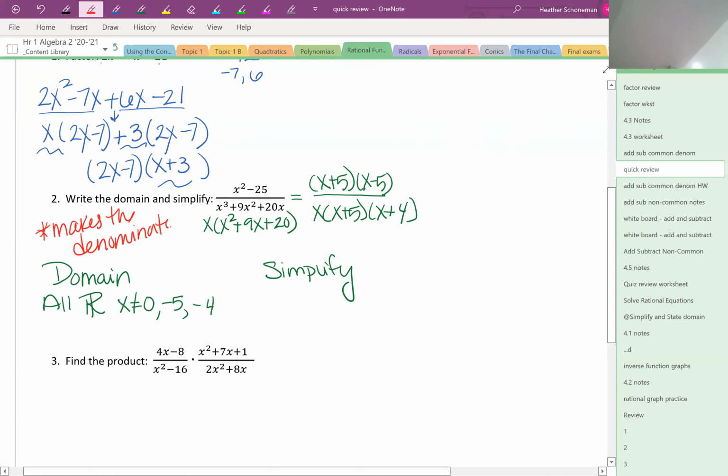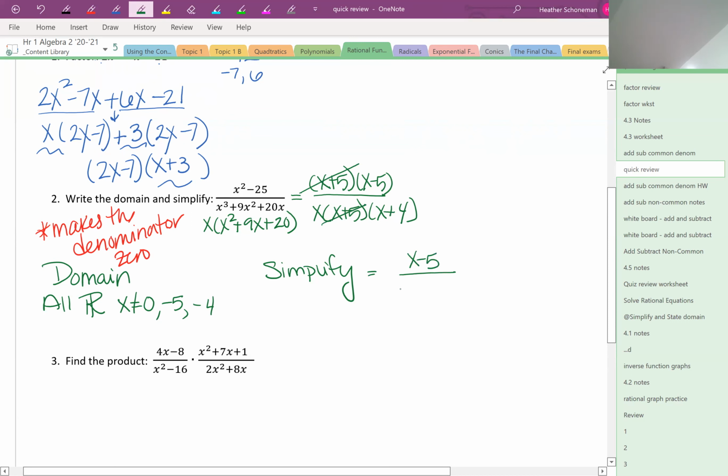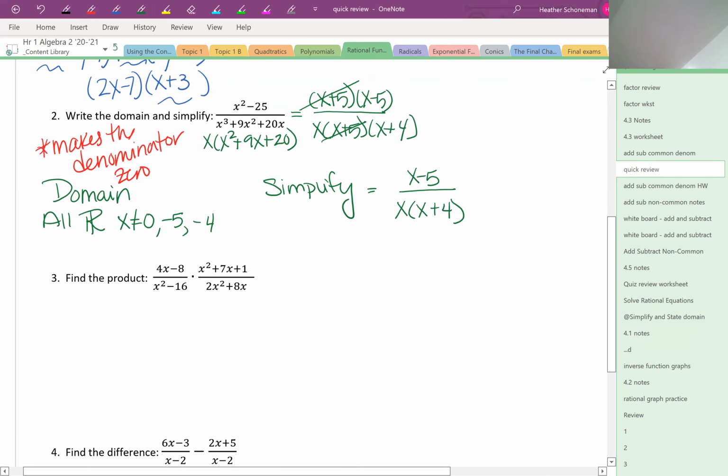And you can't determine that until you have factored. Okay, now the simplified form. I have the matching groups of x plus 5. So my final answer is on top, I'm going to have x minus 5. And over here, I have x times x plus 4.